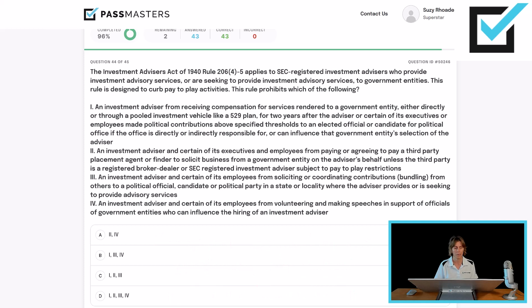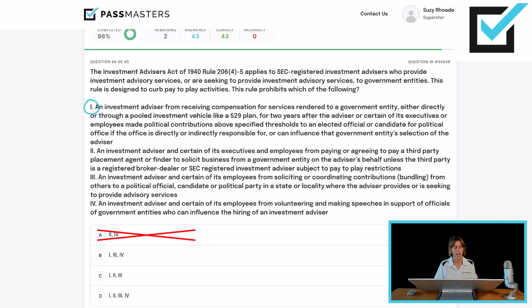Which are prohibited? 1, an investment advisor from receiving compensation for services rendered to a government entity, either directly or through a pooled investment vehicle like a 529 plan, for 2 years after the advisor or certain of its executives or employees made political contributions above specified thresholds to an elected official or candidate for political office, if the office is directly or indirectly responsible for or can influence that government entity's selection of the advisor. That's true. So that would be prohibited. So 1 is part of the correct answer. I can get rid of A.